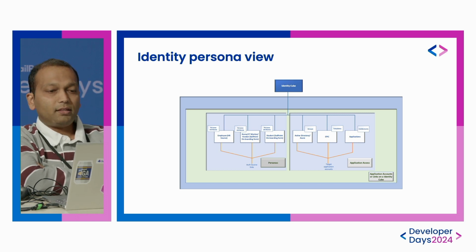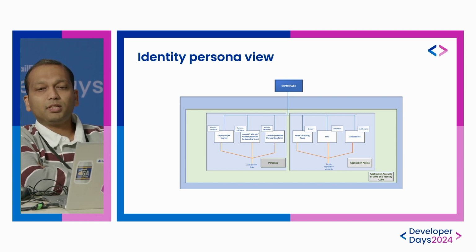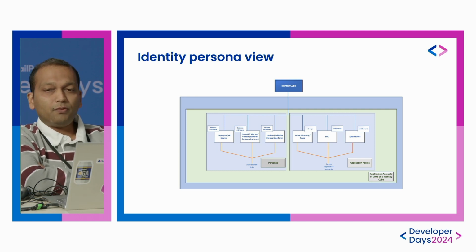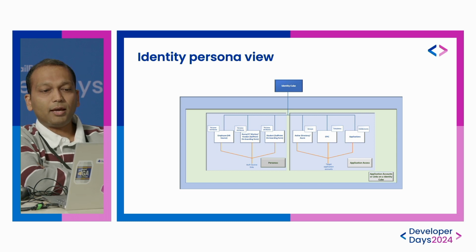So this slide represents how our identity cube is set up. We followed the model of having multiple personas in a single identity cube, which means all the authoritative sources and all the application accounts will show up on the same identity cube.